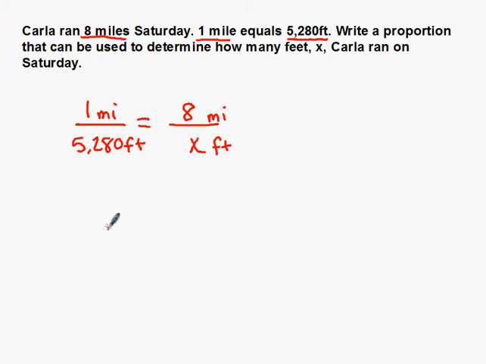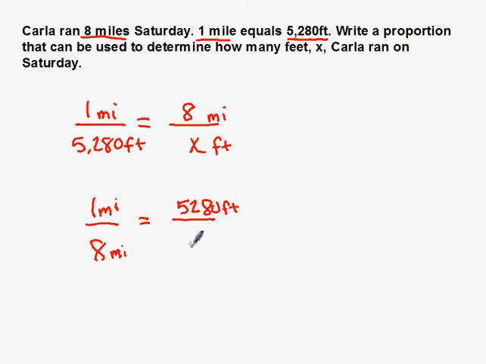Another one would be to put both your miles on one side and your feet on the other side. If I did that, if I said 1 mile is to 8 miles, then over on the right-hand side, I would need to match whatever is equivalent to 1 mile on the top and whatever is equivalent to 8 miles on the bottom. Well, it told us that 5,280 feet are equivalent to 1 mile, so that's why I would put 5,280 feet on the top.